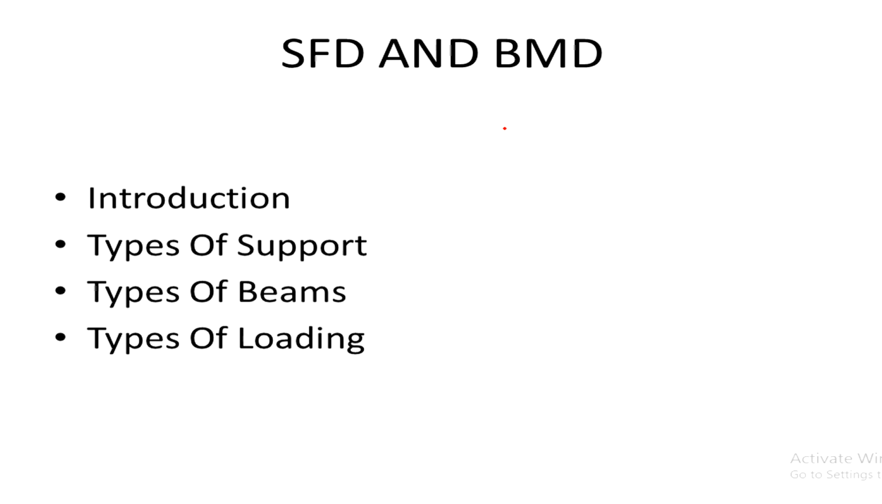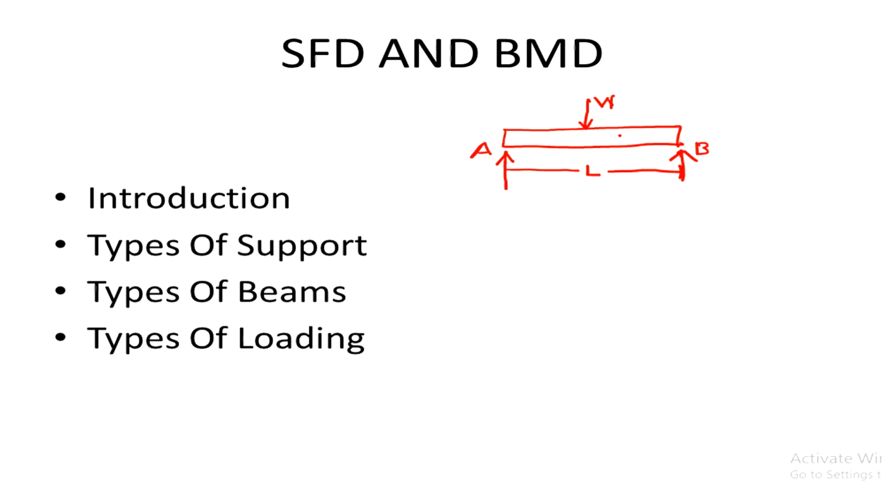So consider there is a beam. Its length will be L, and it is simply supported. It's supported at the two ends, the point A and point B. And a point load will be acting at the center of the beam, point load W.